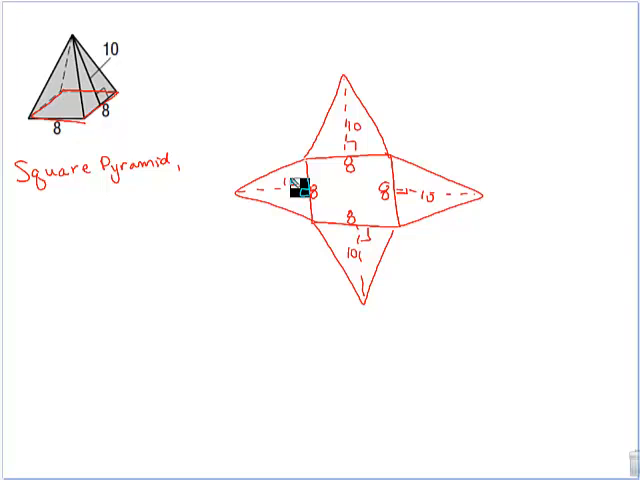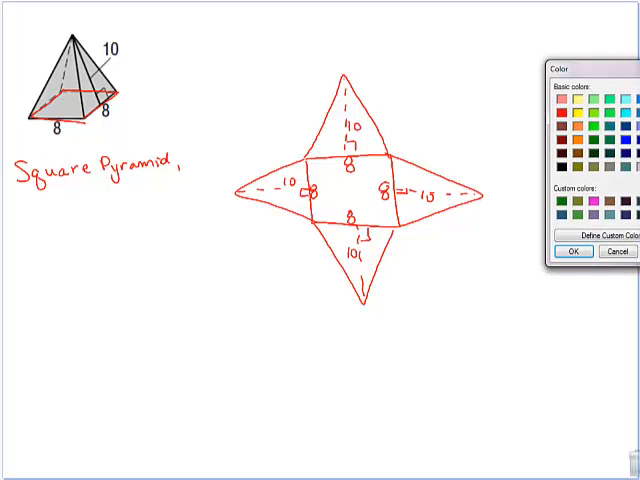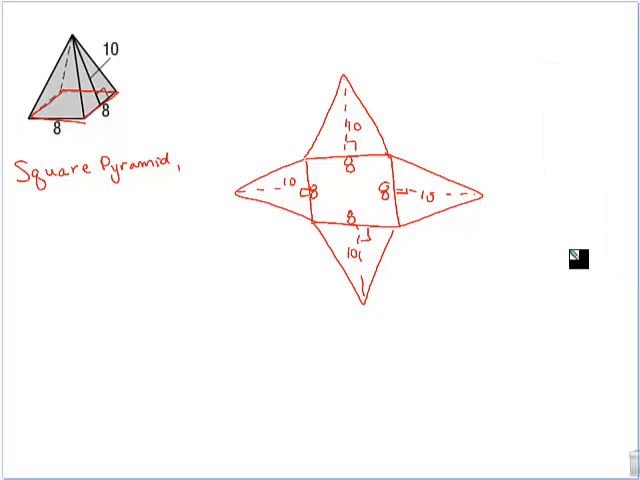Okay, so now let's go through and find some areas in here. The square is 8 by 8. So the square is an 8 by 8, so what's the area? 64 units squared. In each triangle now, how do we find the area of each triangle?